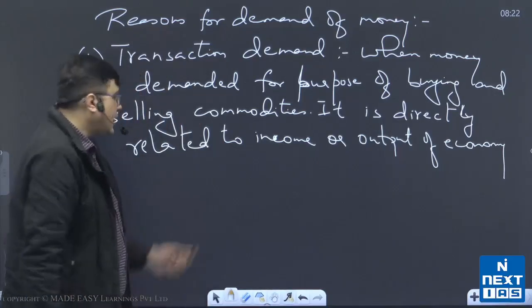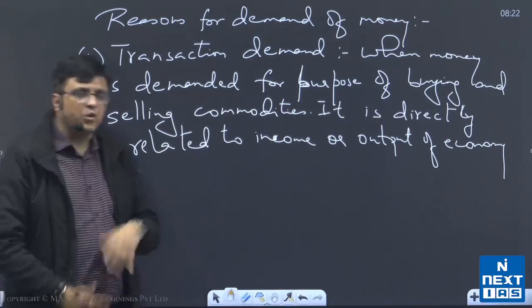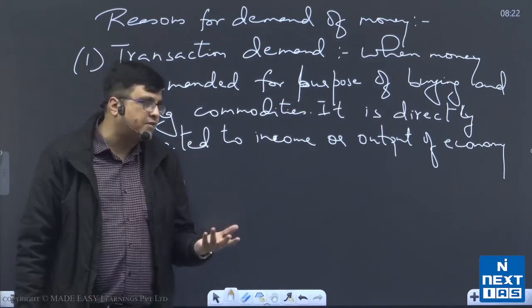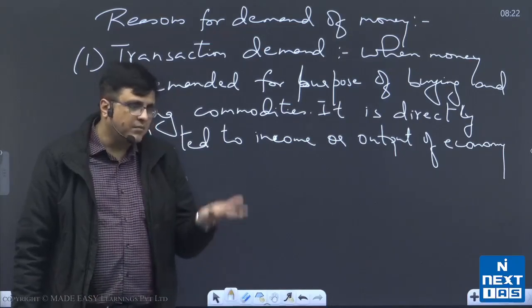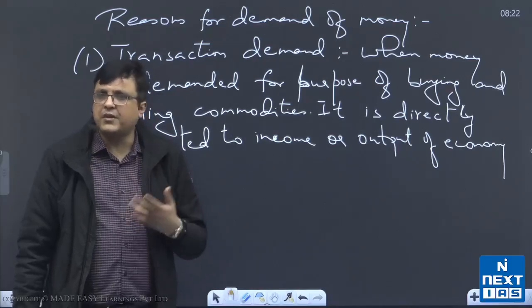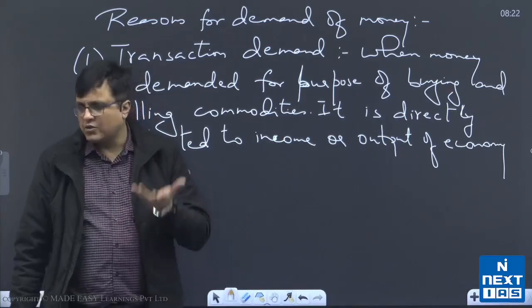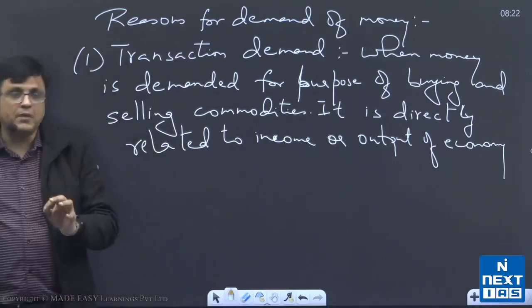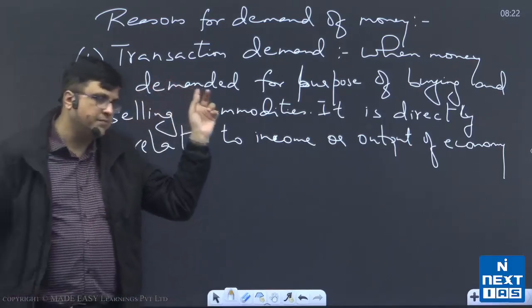Now, as my income becomes more, my output becomes more, my needs of transaction will become more, and I will demand more money. As a country becomes rich, its demand for money also becomes higher for the purposes of transaction.